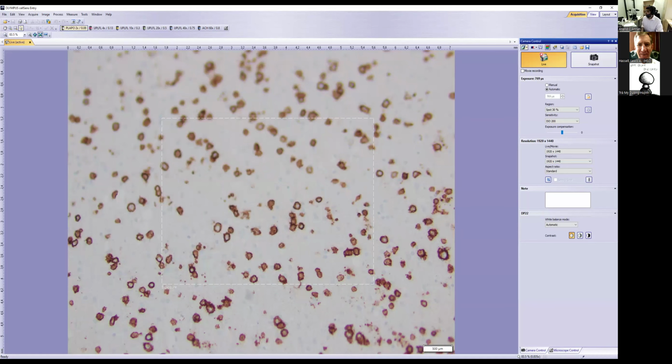So this was signed out as a primary CNS lymphoma.